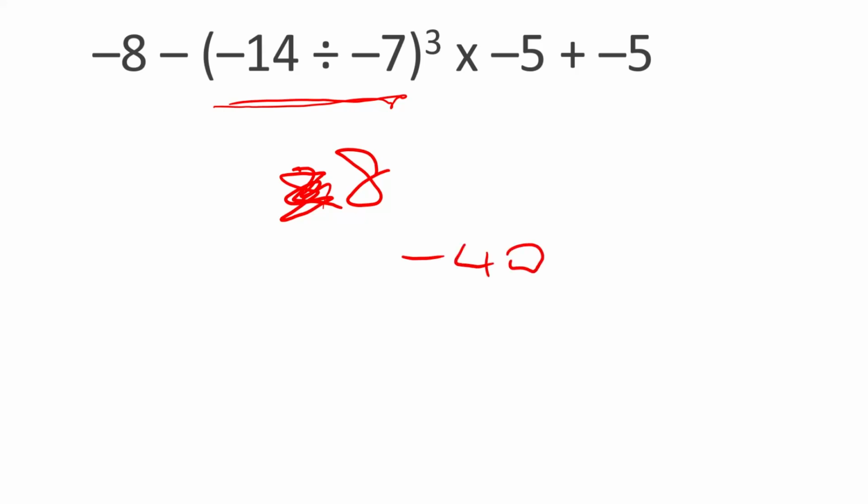And now we just do all our addition and subtraction. So we have minus 8 minus negative 40. Wait, minus a negative? That's the same as a positive, isn't it? So minus negative 40 is the same as plus 40. So minus 8 plus 40, we're at 32. And then plus a negative is the same as taking away, subtraction. So we're at 32 minus 5. 32 minus 5 is 27. And there's our final answer.